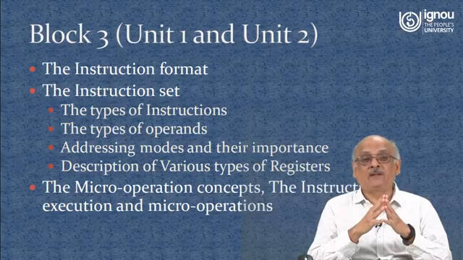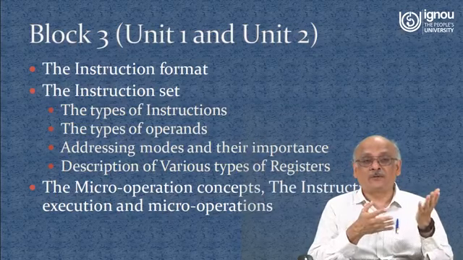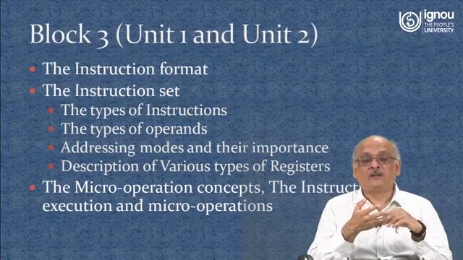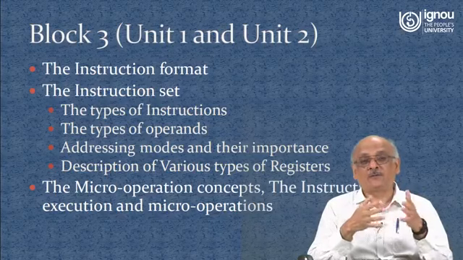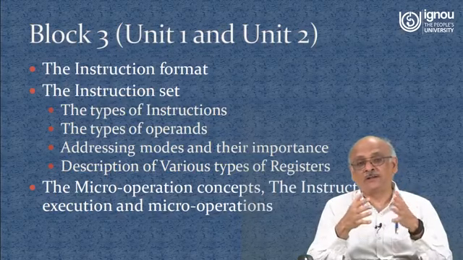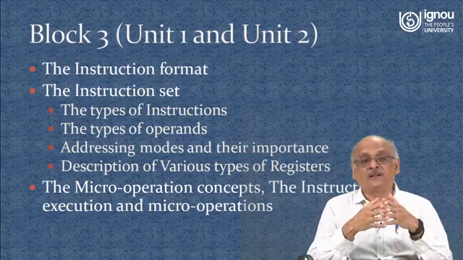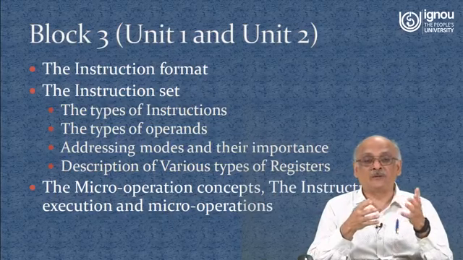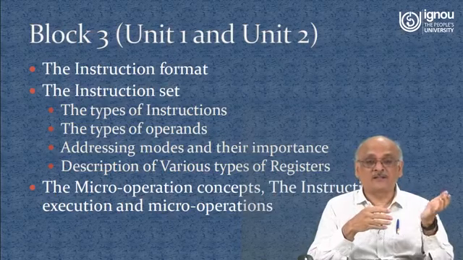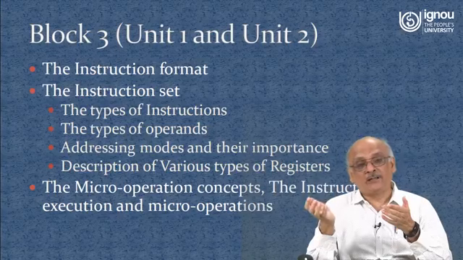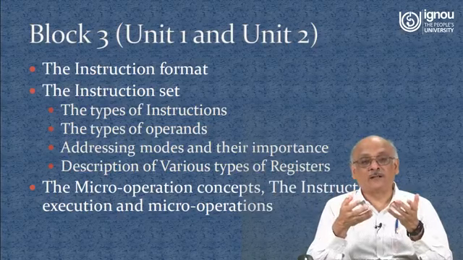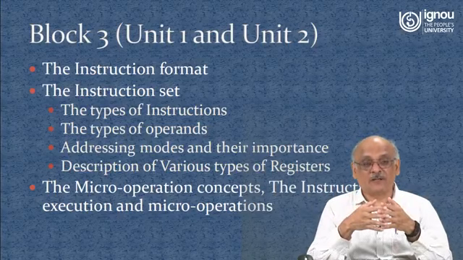Then we have the types of operands. You are already familiar with these, which we discussed in the representation of data, so you can once again consolidate the types of operands you have. If you are dealing with numbers, then floating point and fixed point. If you are dealing with characters, then you have ASCII, UTF-8 and so on. And if you are dealing with logical data, then there can be a simple number representation for that also.